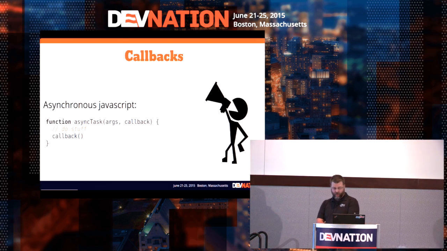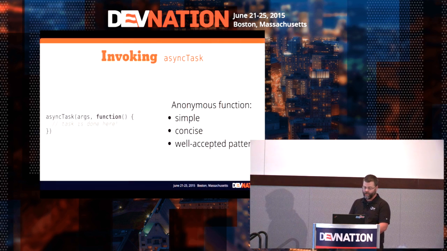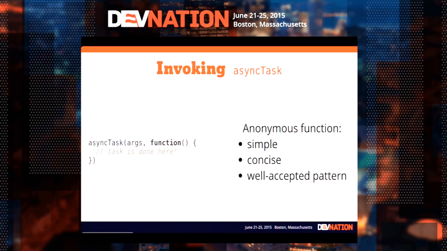If you're providing an asynchronous API, you will take as a parameter into your function a callback function, which you will invoke when your long-running task is done. Invoking the callback tends to look like this. We'll call the function, we'll pass it some arguments, and then we usually use an anonymous function to define the callback that we want to execute when our task is complete. For one-off events like an AJAX call, this tends to work well.